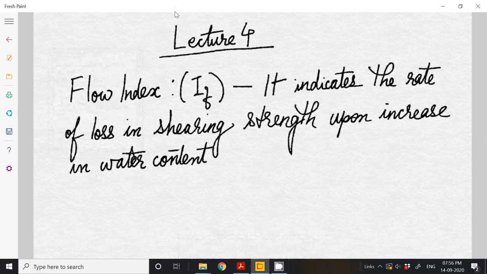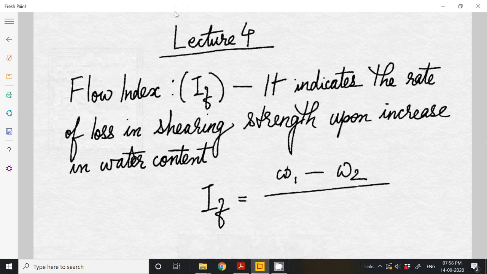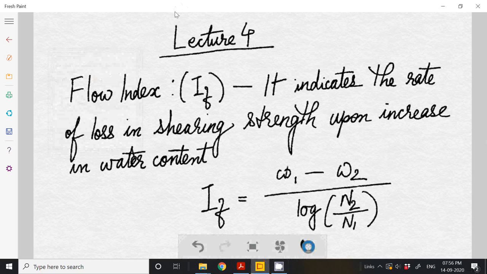And the formula of IF is equal to W1 minus W2 divided by log of N2 by N1. Okay. So this is the formula for flow index.